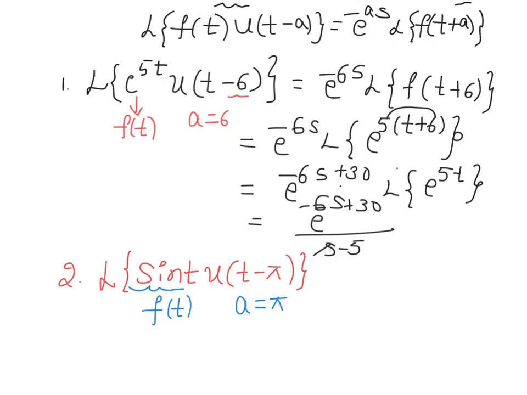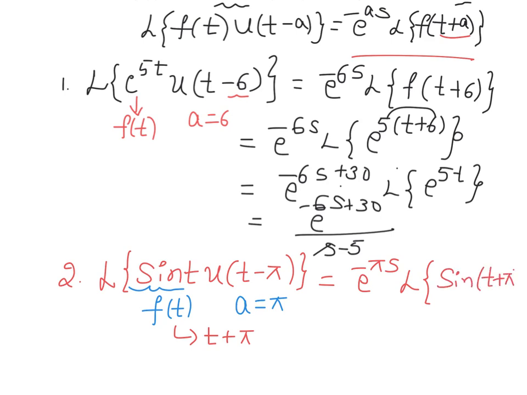A is pi. Therefore, according to the property, we have e power minus a s into the Laplace transform of f of t plus a. Here we have to take e power minus pi s. Then the Laplace transform of f of t, here replace t with t plus pi. So t plus a, t plus pi. So we have to change t to t plus a. So sin of t plus pi.